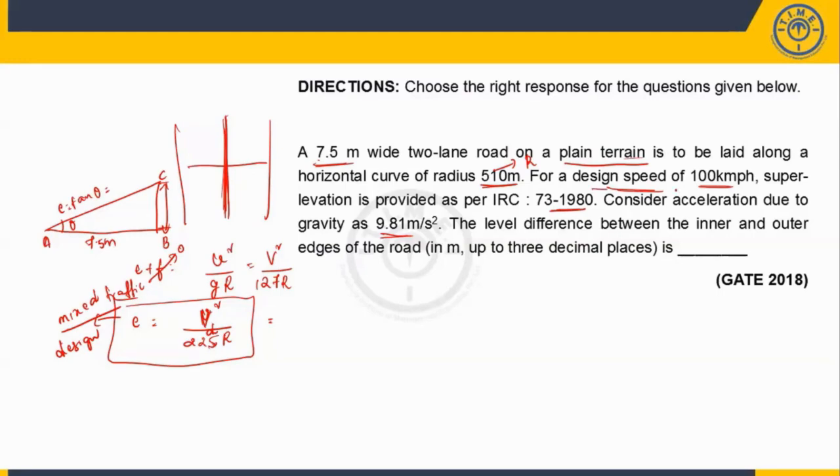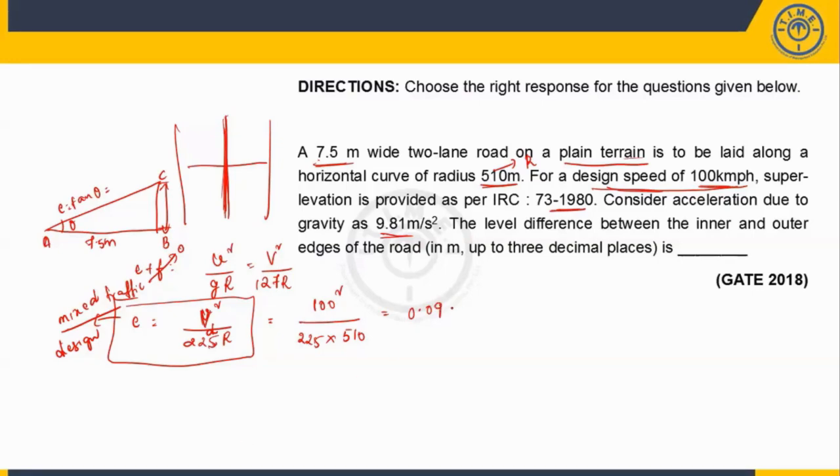Here also we are taking the same V design only. So directly take it as 100. 100 square by 225 into R is 510. Tell me the answer for this. Sir, 0.09. Check once again. Yes, 0.09.